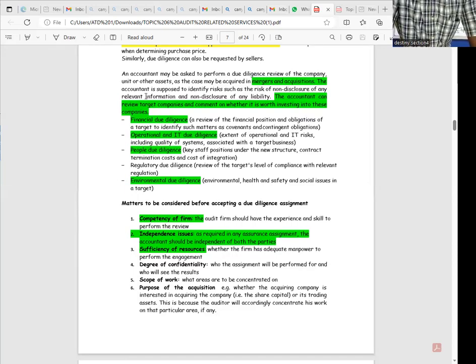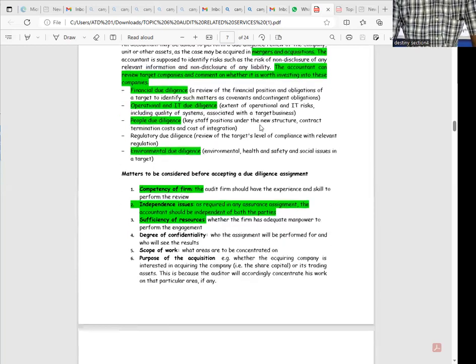Financial due diligence: a review of the financial position and obligations of a target to identify such matters as covenants and contingent obligations. Operational and IT due diligence: extent of operational and IT risk, including quality of the systems associated with the target business. People due diligence: key staff positions under the new structure, contract termination cost, and the cost of integration. Regulatory due diligence: review the target's level of compliance with the relevant regulation. Environmental due diligence: environmental, health and safety, and social issues in a target.